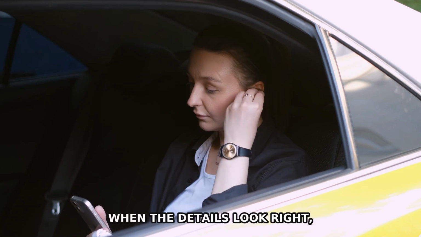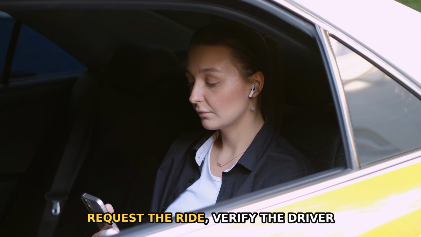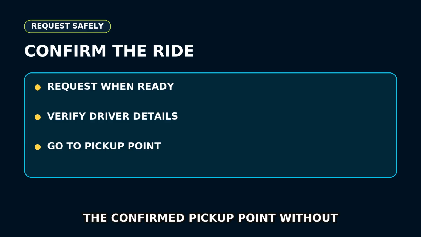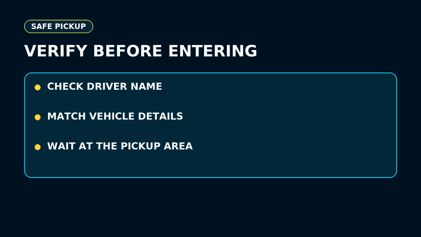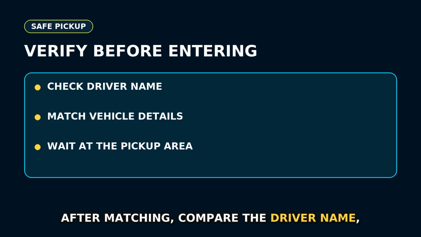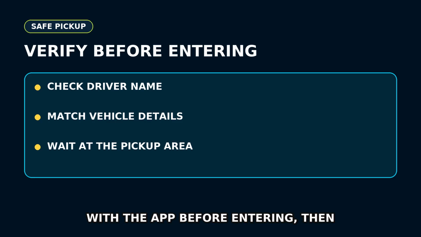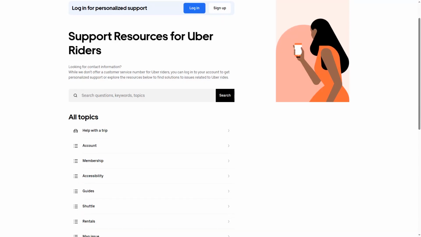When the details look right, request the ride, verify the driver and vehicle information, and move to the confirmed pickup point without blocking traffic. After matching, compare the driver name, vehicle description, and license plate with the app before entering, then wait in the designated pickup area.